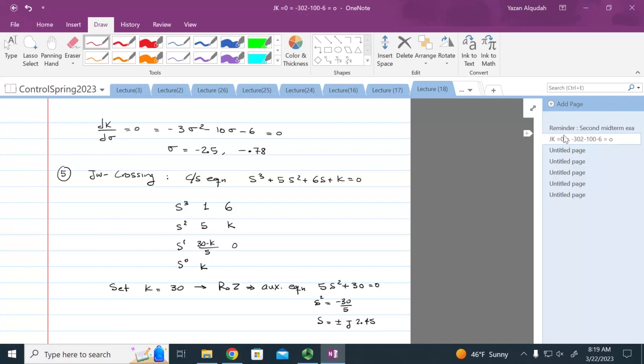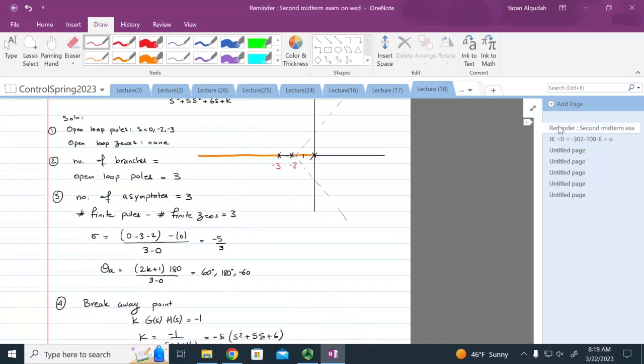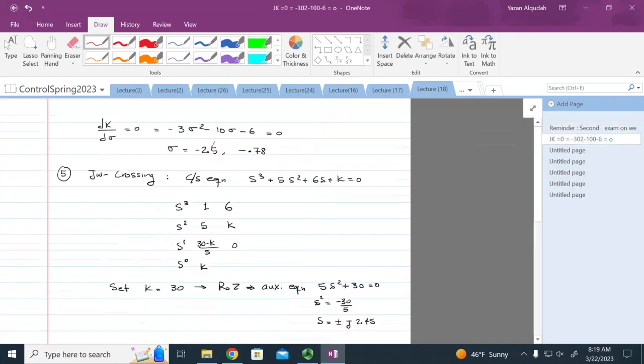What are we going to do with the negative 2.5? We're going to ignore it. Why are we going to ignore it? Because it does not belong to the root locus. This region does not belong to the root locus. So we're going to take only the sigmas that belong to the root locus when we do the breakaway point. So this one, ignore. It does not belong, and therefore our breakaway point is negative 0.78.